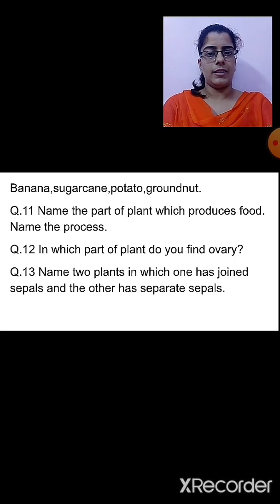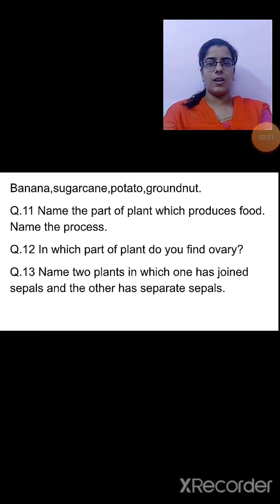Question number 11. Name the part of the plant which produces food. Name the process. So, which part of the plant produces food? Food is produced by leaves. By which process? Photosynthesis. Question number 12. In which part of the plant do you find the ovary? In which part of the plant do we find the ovary? Ovary is found in the lowermost part of the pistil.